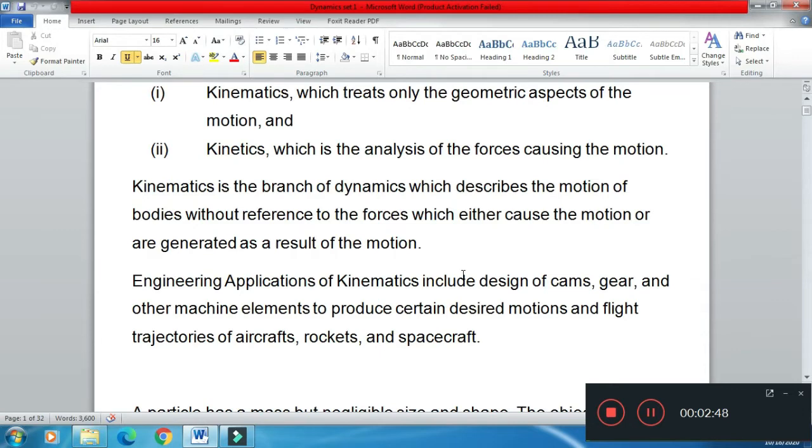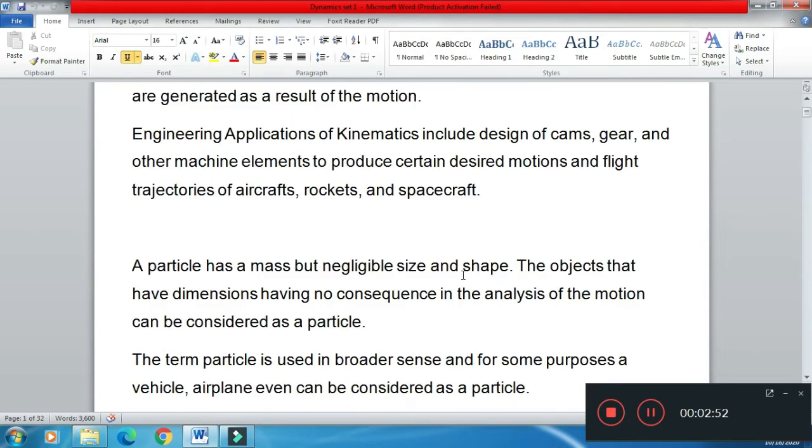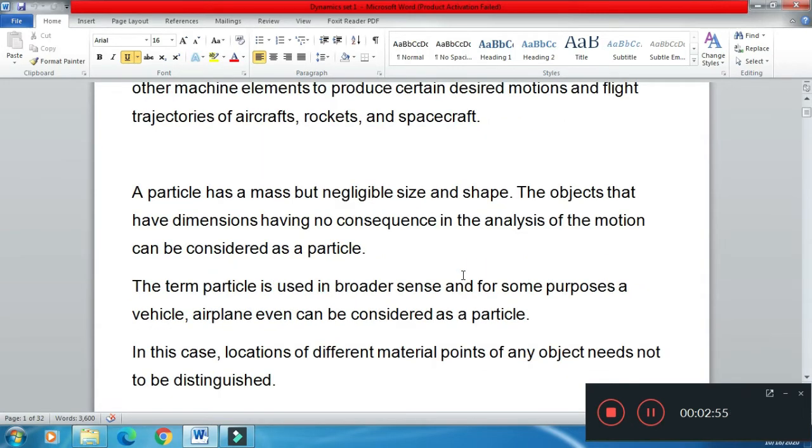In the topic of kinematics as well as in kinetics, there are two subtopics. One is only the study of the particle, and the second one is the study of the rigid body. When we consider the particles, we assume that the dimensions of the object have negligible effect on the analysis. The basic definition of particle is that it is the object which has negligible size or shape.